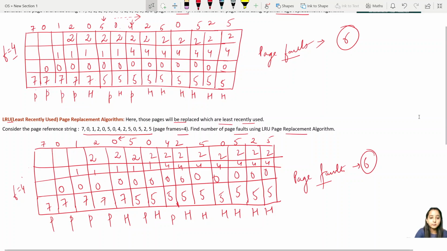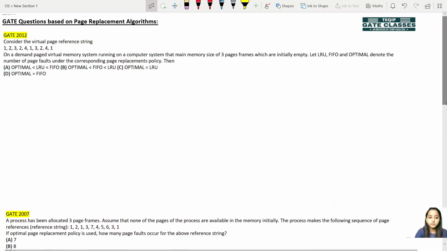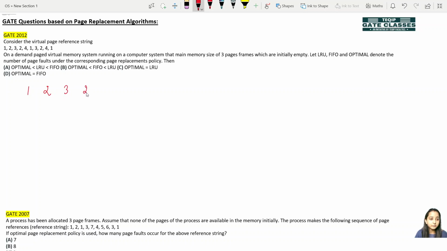Now we'll practice some GATE questions based on the page replacement algorithms. Okay, so this was a GATE 2012 question. The question was: consider the virtual page reference string. Let me write here the string: 1, 2, 3, 2, 4, 1, 3, 2, 4 and 1.